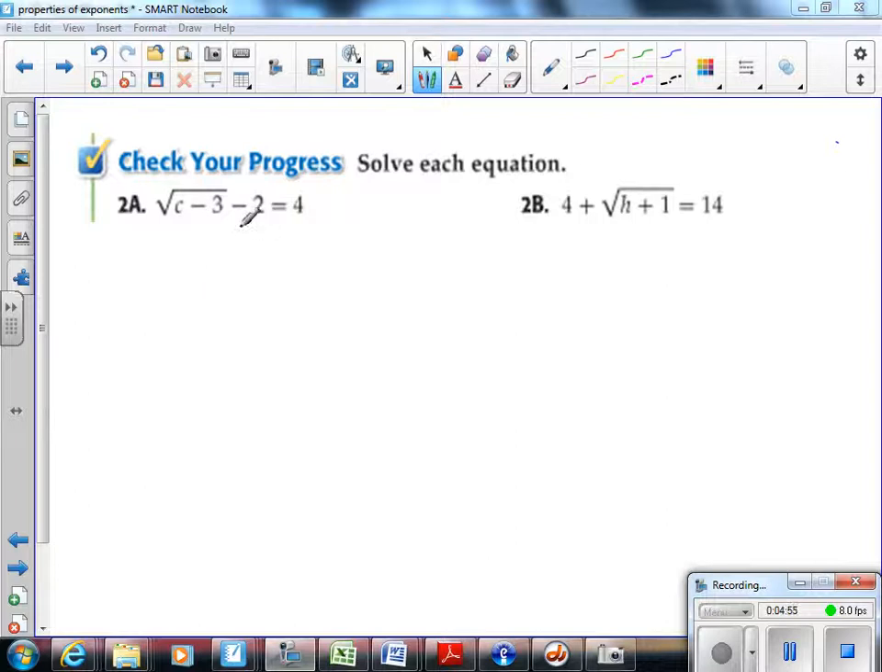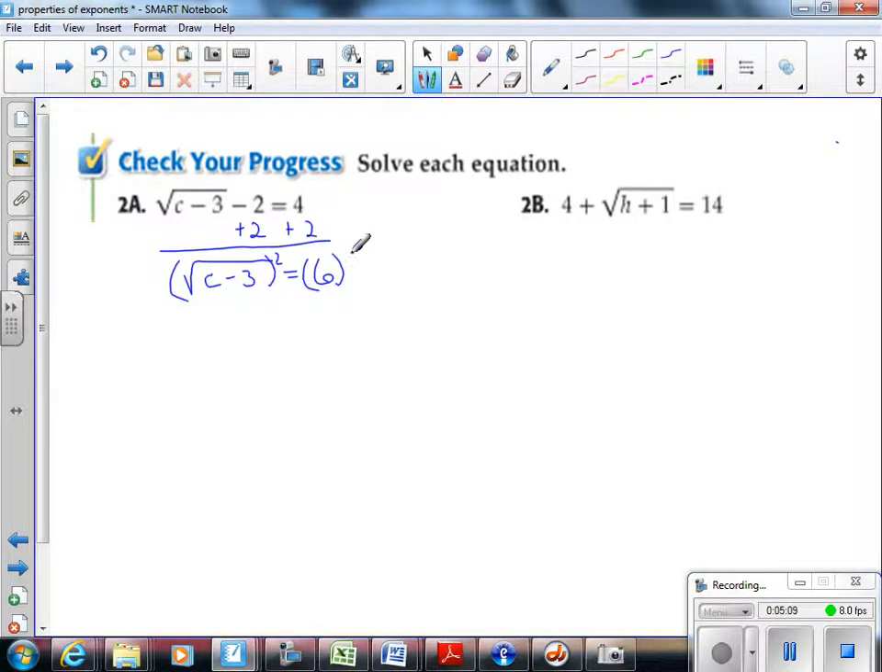All right, we will add 2 to both sides. And then I'm left with the square root of c minus 3 equals 6. Okay, now what do I do? All right, square both sides, and I get c minus 3 equals 36. Add 3, and I get c is equal to 39. Now what do I need to make sure and do? Let's check it. 39 minus 3 is 36. The square root of 36 I can find. I subtract 2. 6 minus 2 is 4. So that works. All right, now your turn on 2b.